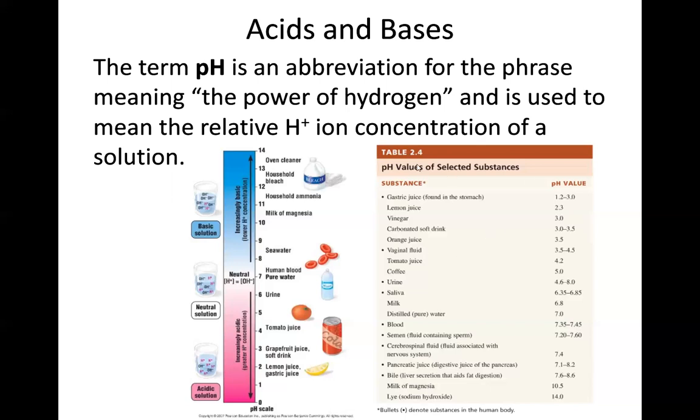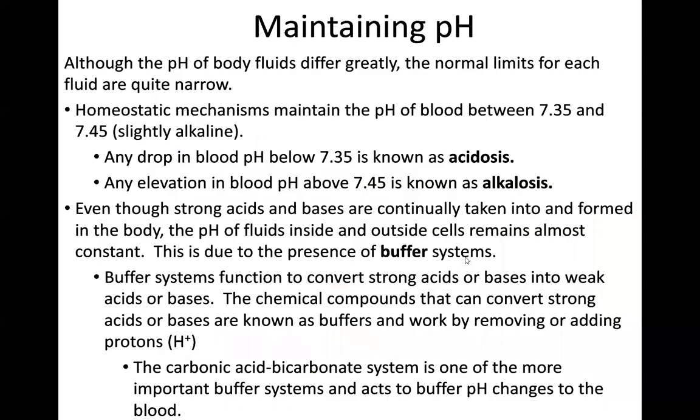Okay. Now, table 2.4 lists selected pH values of substances. Some of these we'll talk about more than others. Like we will talk later in the semester about your stomach juice, which is super acidic. Really, the only one that I will directly want you to know this semester is your blood, which I said is around 7.4, somewhere in this range, 7.35 to 7.45. And we'll talk a little bit more about that here on this page.